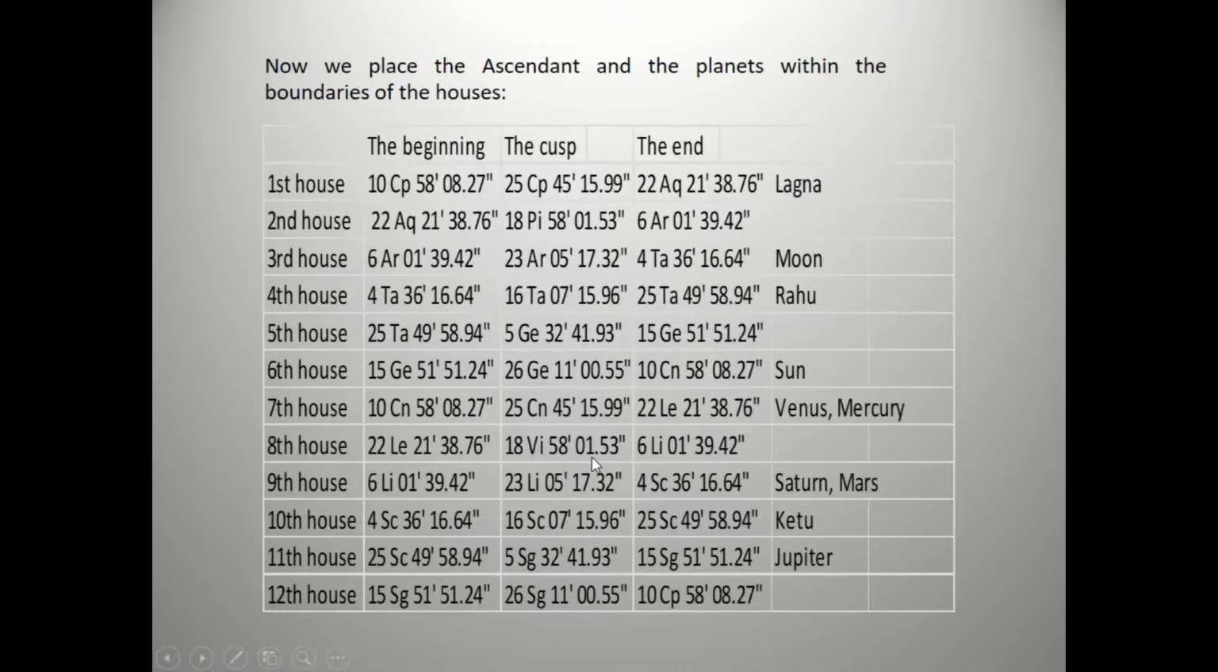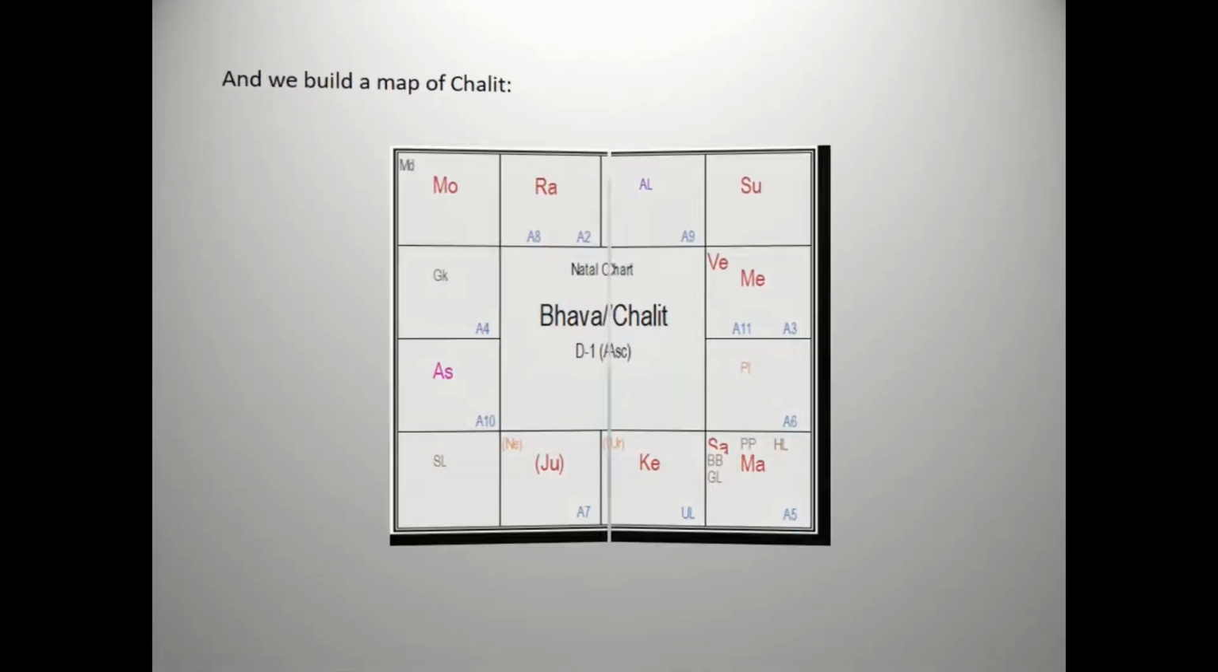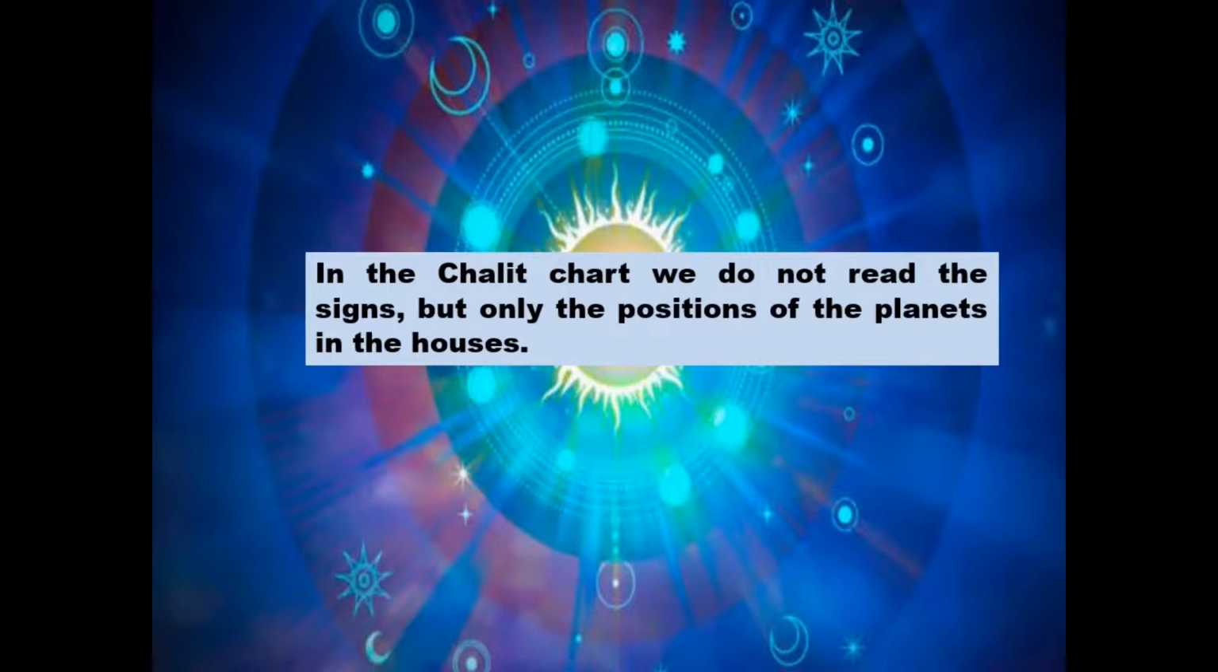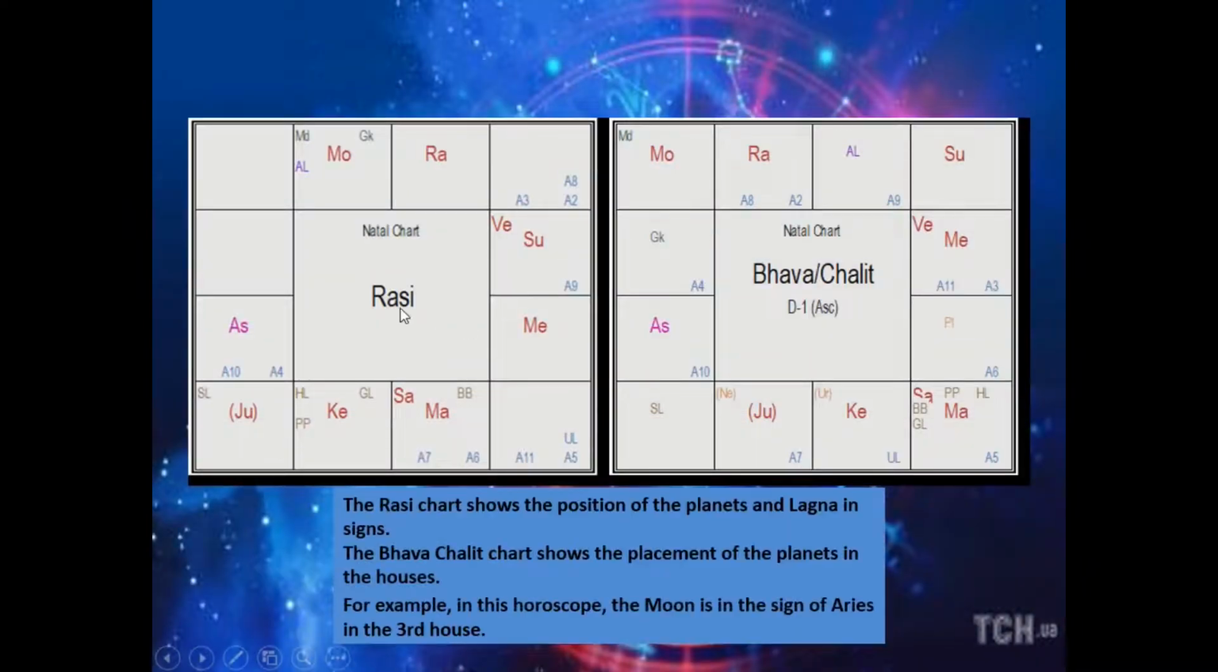Now we place the ascendant and the planets within the boundaries of the houses and get the Bhava Chalit chart. In the Chalit chart, we do not read the signs, but only the positions of the planets in the houses. Thus we get two charts: the main birth chart called Rasi, which shows the position of the ascendant and the planets in signs, and the Bhava Chalit, which shows the position of the planets in the houses.